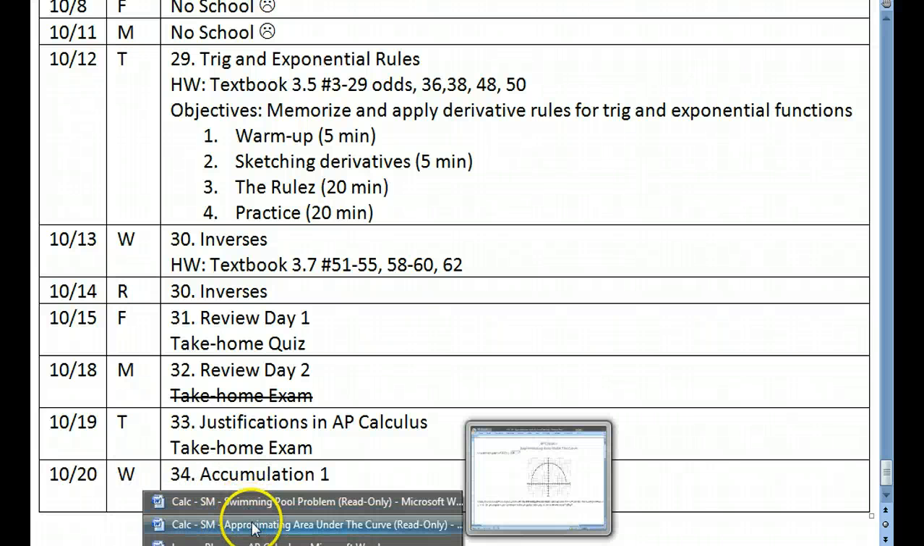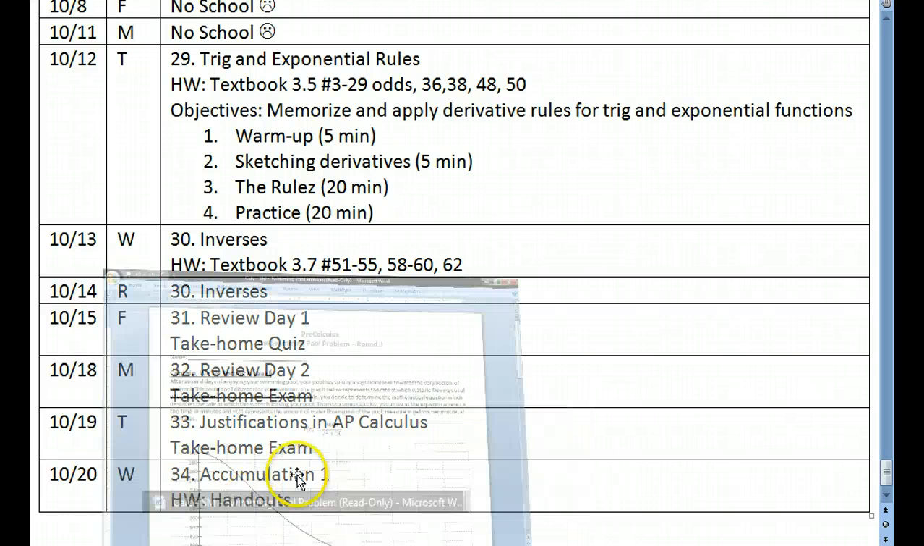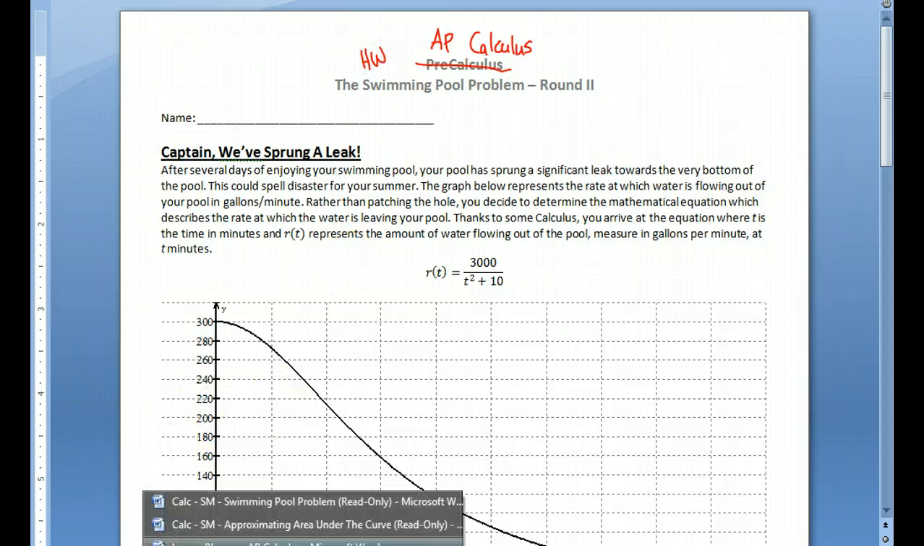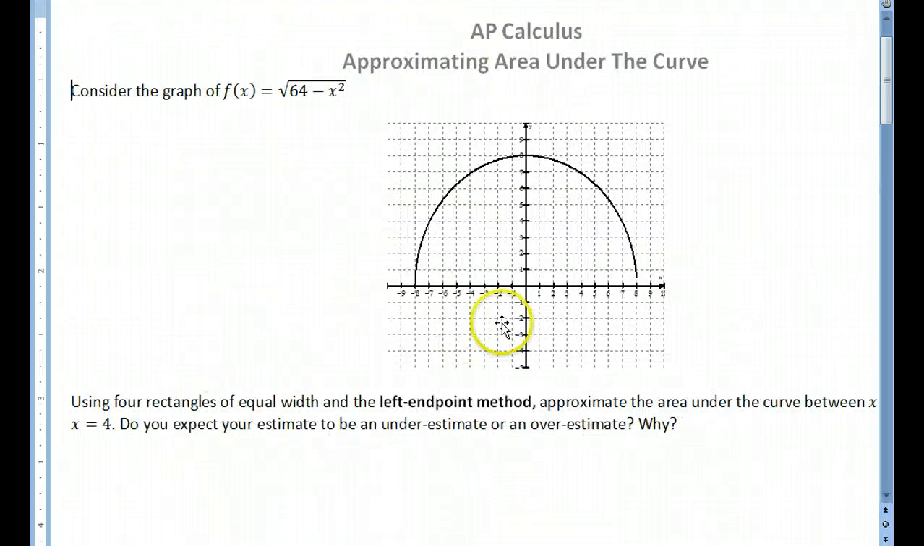So the idea behind accumulation, this will be your homework. Make sure you cross this out. This is supposed to be AP calculus. So this is homework. Approximating area under the curve. So this is pretty easy.